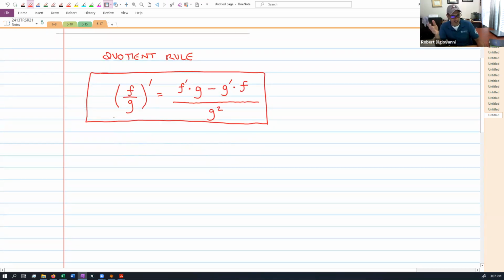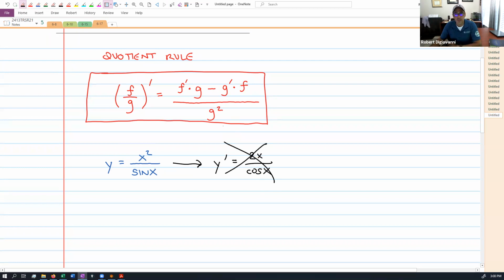So again, it kind of sucks. It's like if you have y equals x squared over sine x instead of x squared times sine x. In some other universe, you wish that the derivative was just this. You see, all I did there was take the derivative of the top and bottom separately, right? And that's the answer. Nope, that's not the way it is, okay?